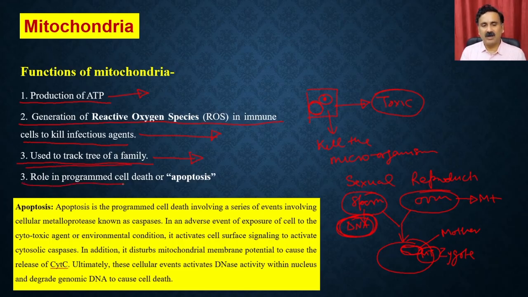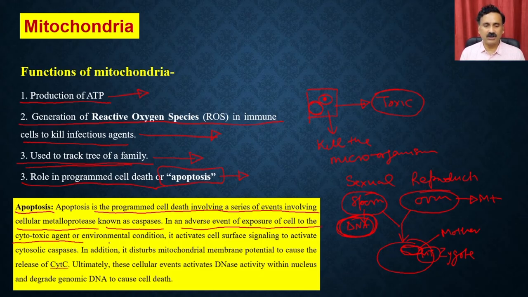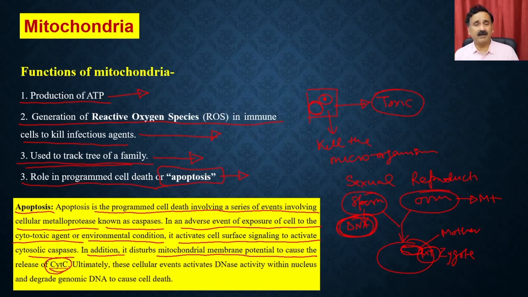Then the mitochondria also has a role in programmed cell death, or apoptosis. Apoptosis is what we are going to discuss in the subsequent modules, but I have given a very short write-up so that it will help you understand what apoptosis is. Apoptosis is a programmed cell death involving a series of events involving cellular proteases known as caspases. In an adverse event of exposure of the cell to a cytotoxic agent or to environmental conditions, it activates cell surface signaling to activate the cytosolic proteases. In addition, it disturbs the mitochondrial membrane potential to cause the release of a protein called cytochrome C.